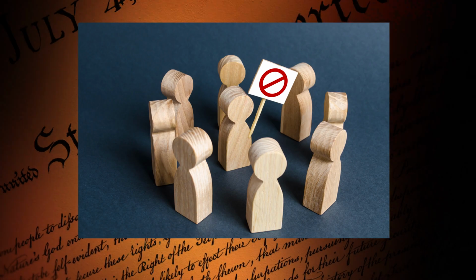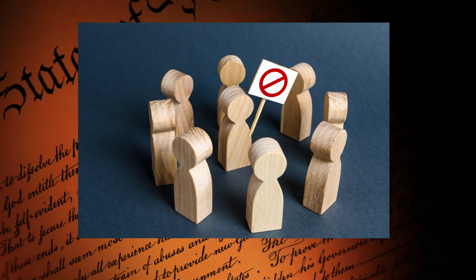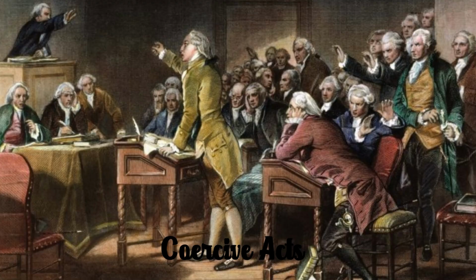Number 3. The Intolerable Acts. In response to colonial resistance, Britain passed the Coercive Acts, known as the Intolerable Acts, in the colonies in 1774. These acts further tightened British control by closing Boston's port and altering the Massachusetts government. They were seen as a direct assault on colonial self-governance.